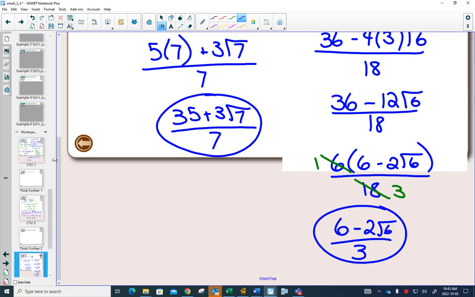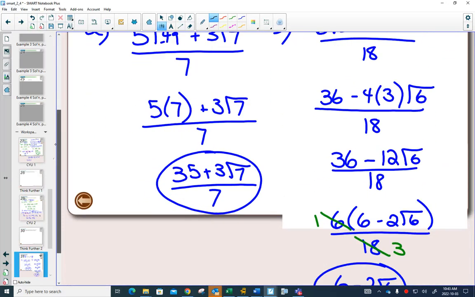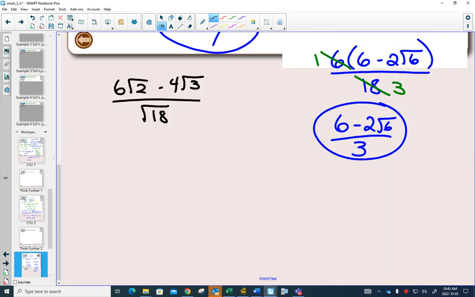Now, I said I was going to do this in a second way, so I'm going to start the question over again in black. The original question was 6 root 2 minus 4 root 3 over root 18. And the way that I'm going to do it this second time is I'm going to look at this and say, hey, root 18 could have been simplified. What if I saw that first? Root 18 is root 9 times root 2. So it's 3 root 2 for writing it.